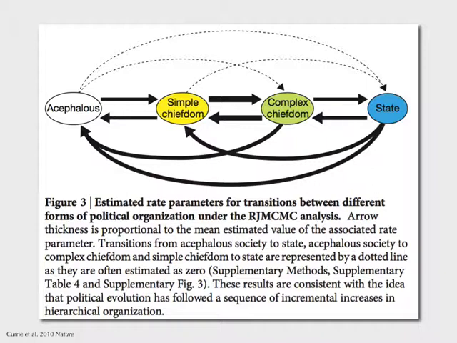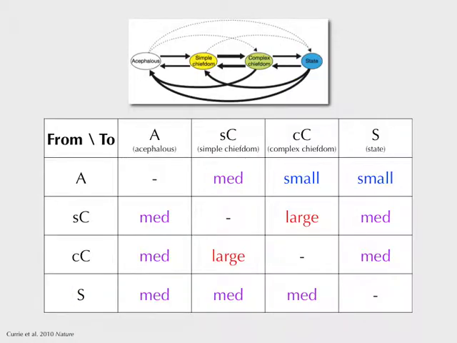as, you know how these accordions here, right, have a large rate of going from simple chieftain to complex chieftain. Right? A medium rate going up or down one step otherwise, and then small rates going here to here. Still greater than zero. Okay. So that's using this simple rate matrix looking at a single trait with multiple states evolving. Okay.